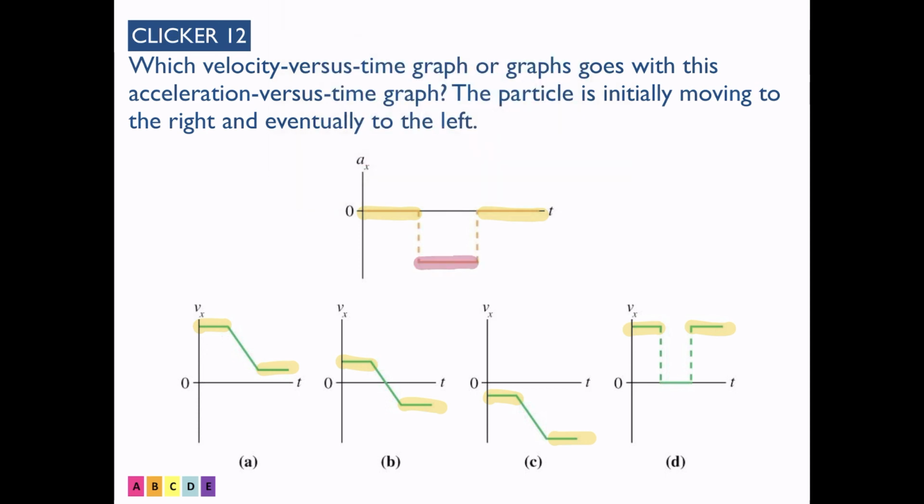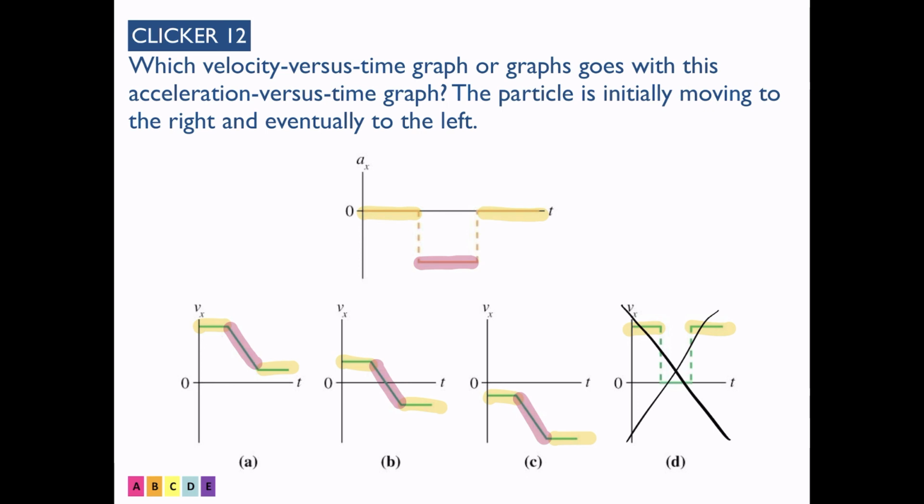So this piece is a negative acceleration, which means that you're going to have a slope that goes down. So that actually covers all 3 of these, but not this one, because that one has a 0 velocity, which is not what's going on. And so in order to figure out which one is the correct one, you actually have to read the question.